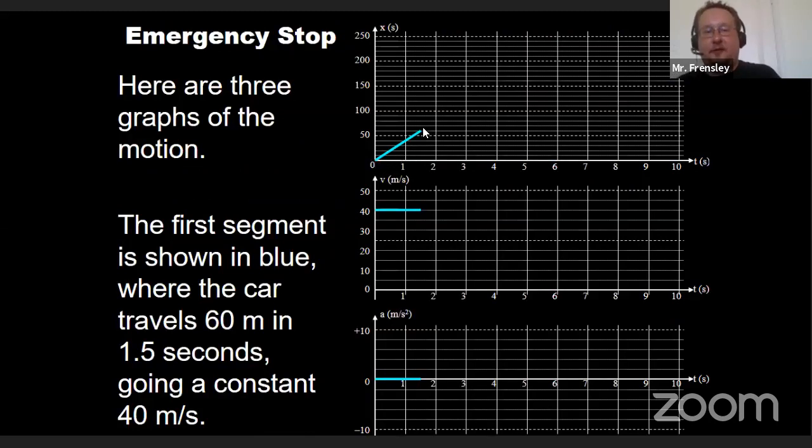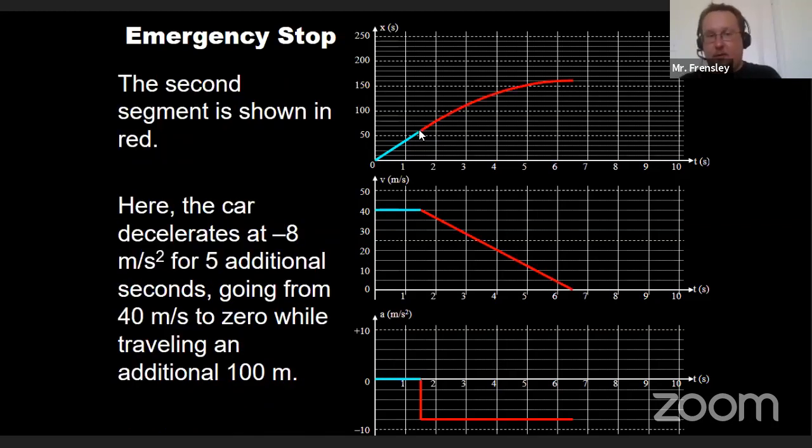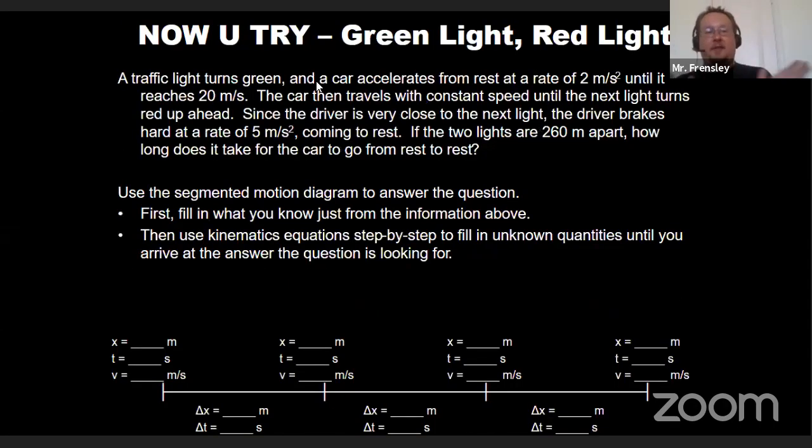What you can see here is the first 1.5 seconds of constant velocity, a straight line on a position graph. Constant velocity is a horizontal line on a velocity graph, 0 on the acceleration graph. And then you'll see that the acceleration drops to -8 as the velocity graph transitions to a -8 slope, and as the position graph slopes down to 0 slope as I slow down. All right, all good.